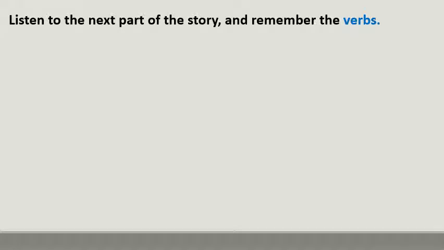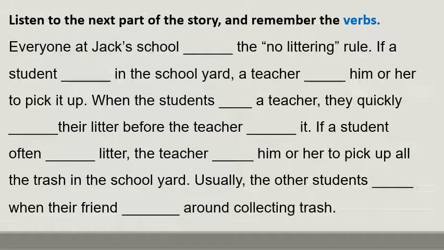Listen to the next part of the story and remember the verbs. Everyone at Jack's school knows the no littering rule. If a student litters in the schoolyard, a teacher tells him or her to pick it up.